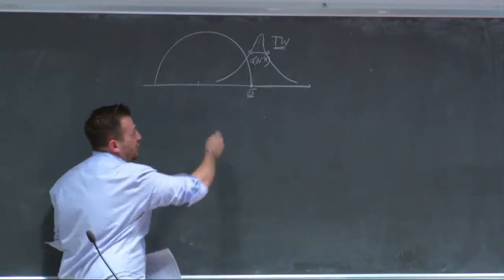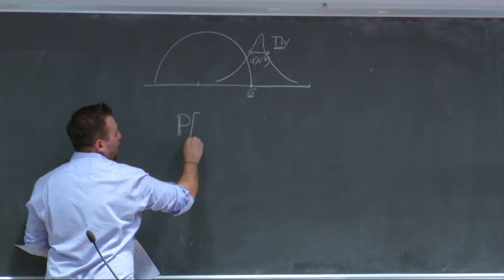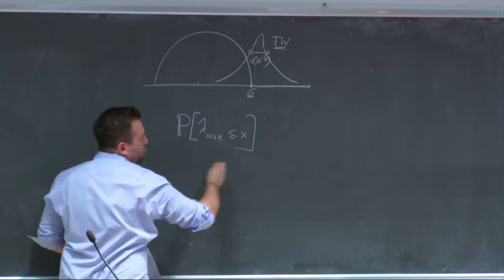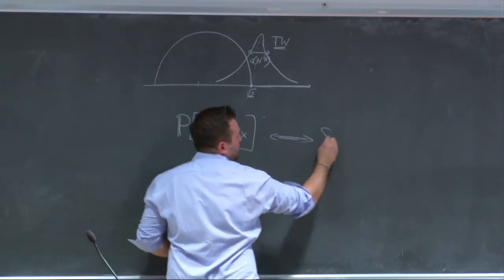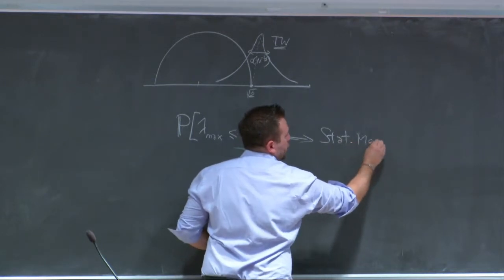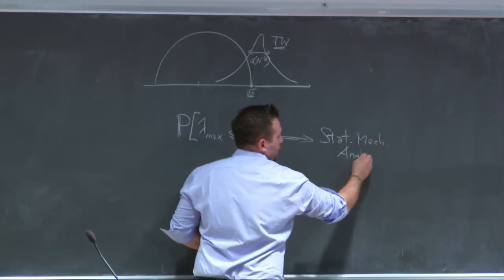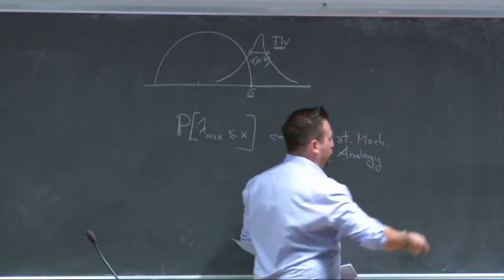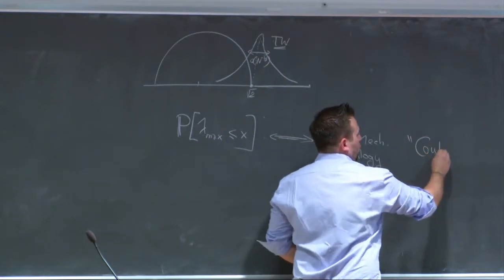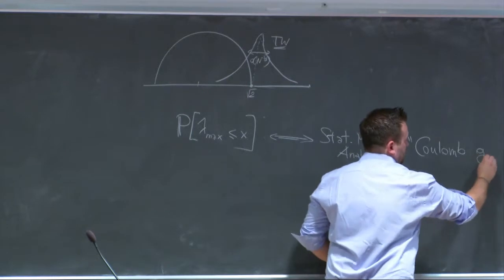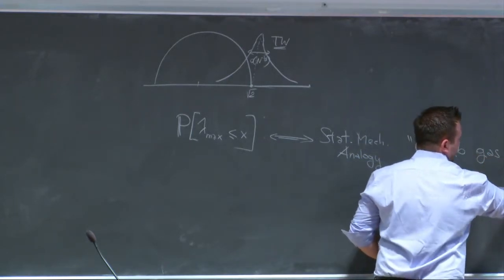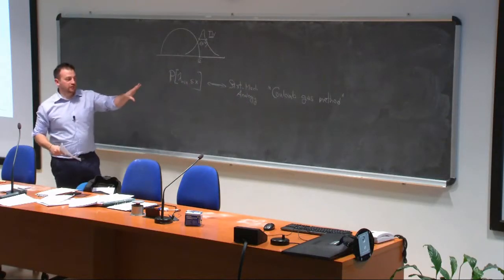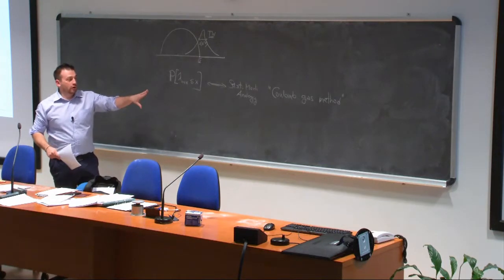What I was suggesting now is to devise a way to treat this problem using a stat-mech analogy. And this stat-mech analogy goes under the name of, not surprisingly, the Coulomb gas method. This is one of the standard tricks in random matrix theory.